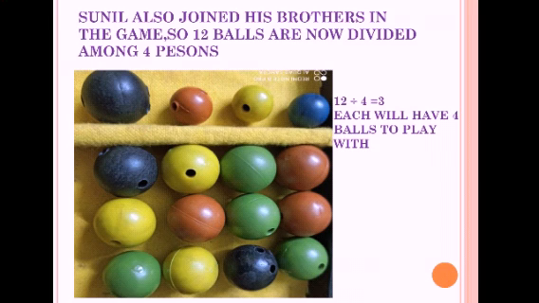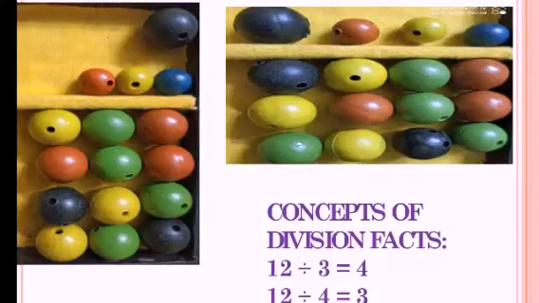Now in this picture, when Sunil joined them, the number of persons increased by 1. So 3 plus 1 equal to 4. Now 12 balls are divided between 4 of them. That is why we are dividing 12 by 4. And when we divide 12 by 4, what do we get as an answer? We get 3. So, each will have 3 balls to play with. Till here, everything is clear, right? All that we have done and all that we have seen here. So, now let us move on.